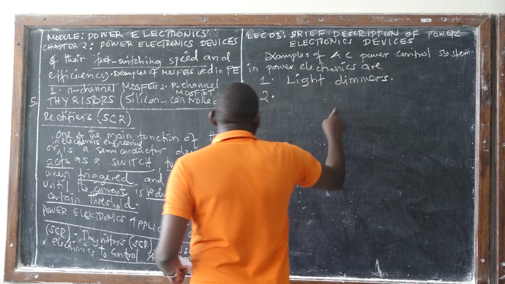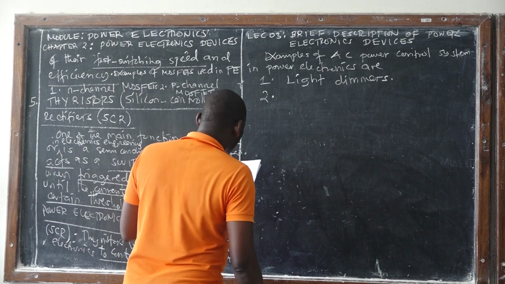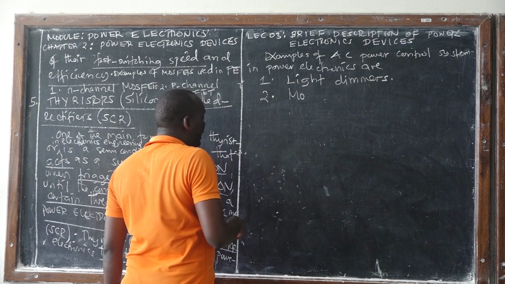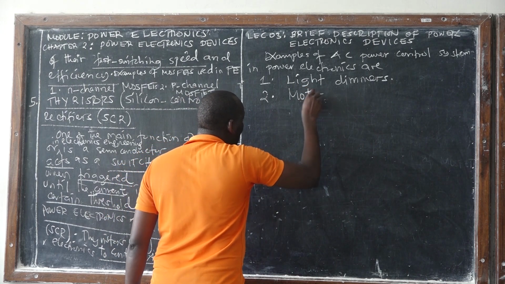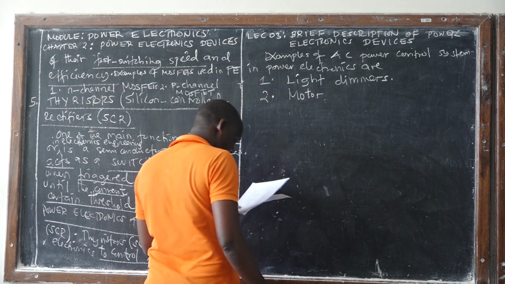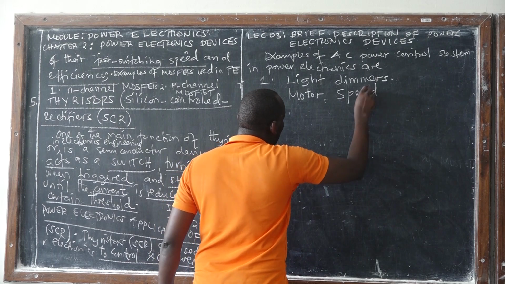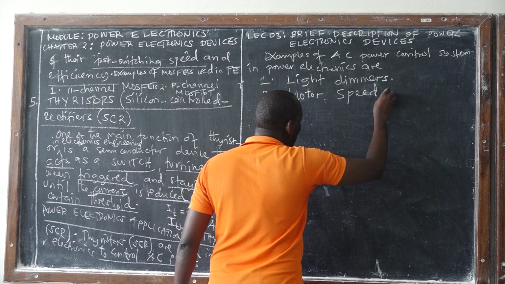So this is one of the AC power control systems where we need to use thyristors. But also we use silicon controlled rectifier thyristors in motor control, motor speed control. Say motor speed control.